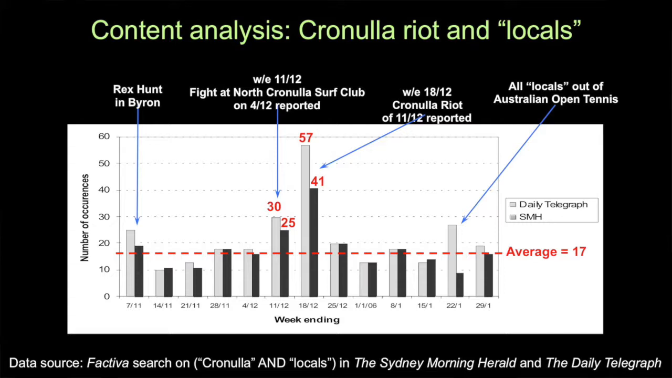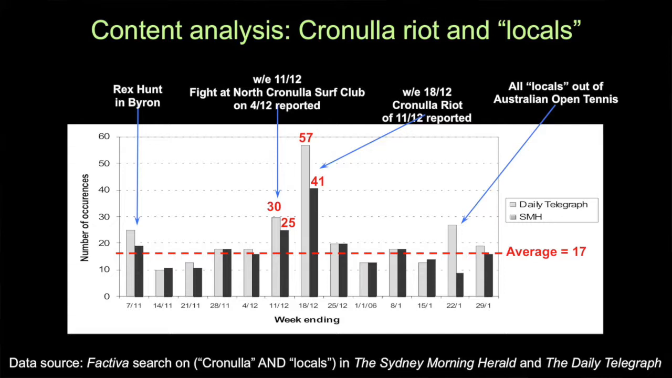And so this is a portion of that data graphed either side of the Cronulla riots. And so what we can see here is that the average occurrence in these two newspapers was 17 occurrences per week of the word locals. The reason I chose locals is because locals is always used as a noun. If I chose local, I'd pick up local as an adjective and local as a noun. So paying attention to some of the detail of the language here.